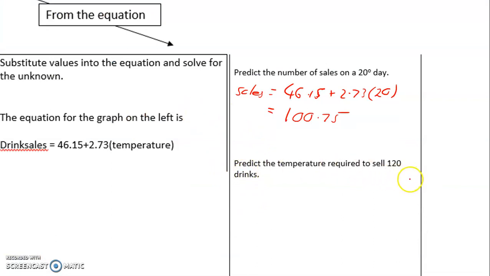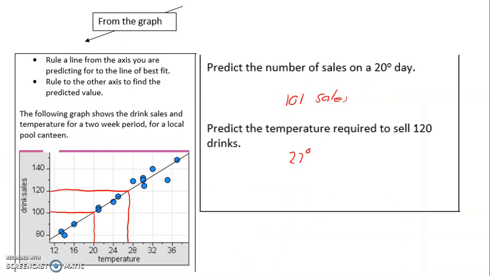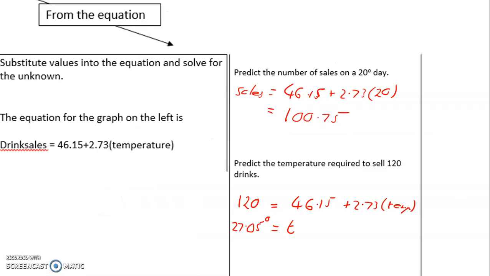Predict the temperature required to sell 120 drinks. The sales is now 120, so in place of sales, we write 120 equals to, the equation was 46.15 plus 2.73 by temp. Now, we can either backtrack or you can use nsolve. Either way, we've got an unknown here. You have to find out what that unknown is. And whichever method I chose to use to find t, I end up with 27.05. So these two answers match very closely to the 27 and the 101 that we found from the graph.